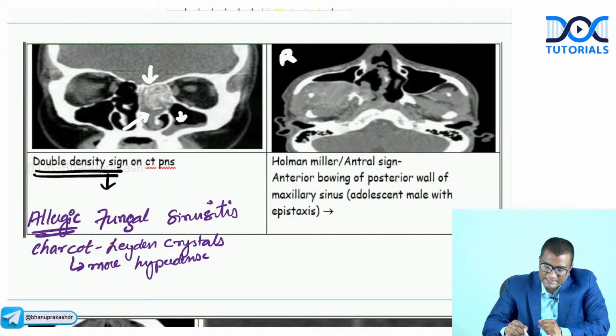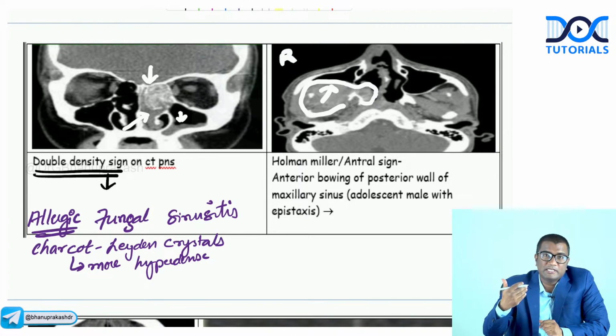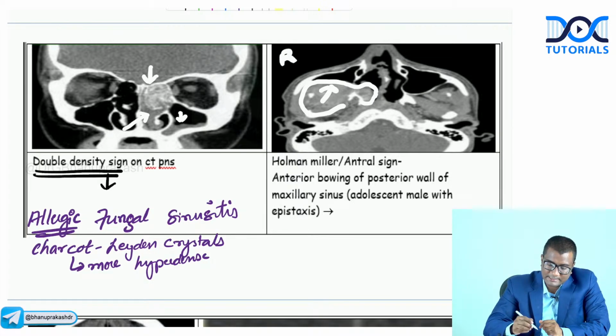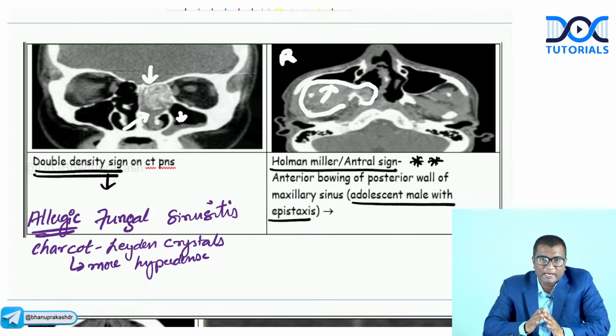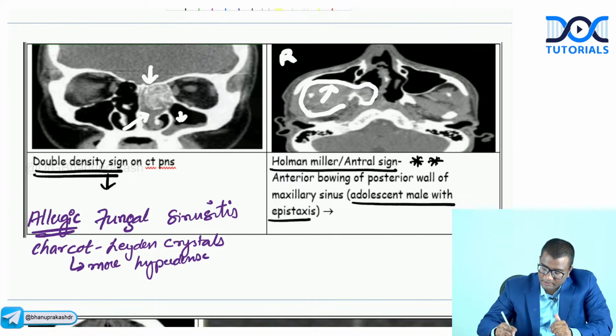And if you understand what exactly is happening here, this is showing a mass in the pterygopalatine fossa, which is causing anterior bowing of the posterior wall of the maxillary sinus. This is seen in an adolescent male with epistaxis, called the Holman-Miller sign or antral sign. So how do we identify it? Compare the maxillary sinuses. If you see unequal maxillary sinuses, look at it more carefully. You will see an anterior bowing of the posterior wall of the maxillary sinus, called the Holman-Miller sign.